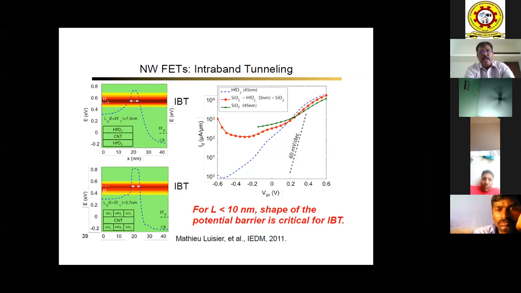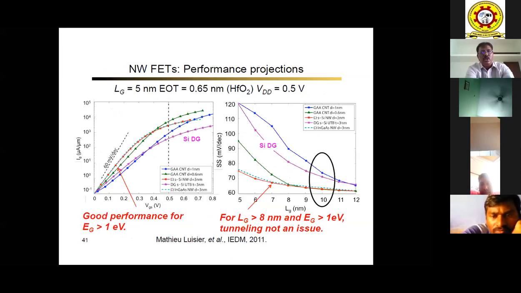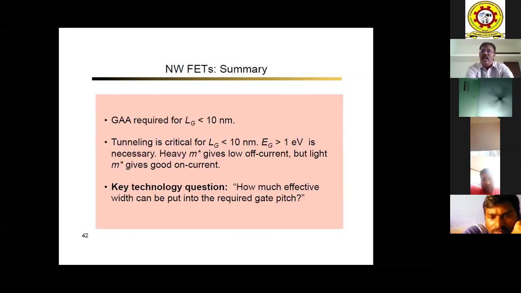Then the imaginary band structure: for the sake of fulfilling a complete graph, they actually mirror the image here. So this part is actually imaginary, a mirrored image. Same is the case, this part is the mirrored image. So the plot is actually only from this part. Then some other projections on nanowire FETs. So like that, nanowire FET is another promising candidate.